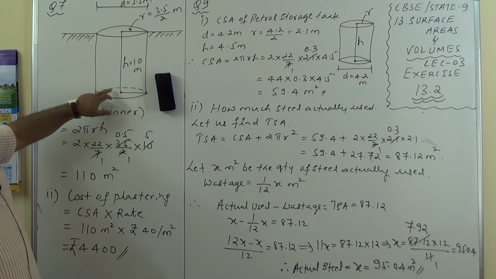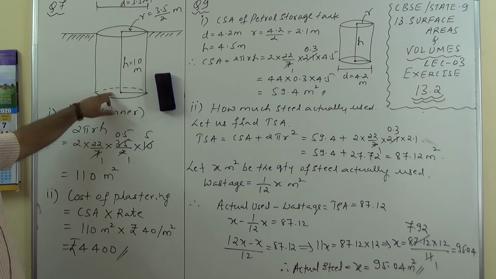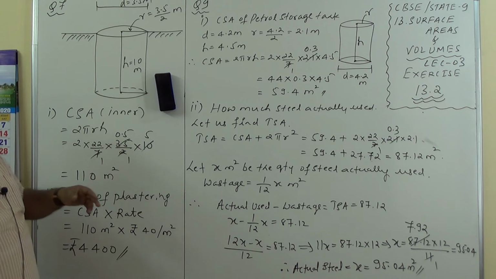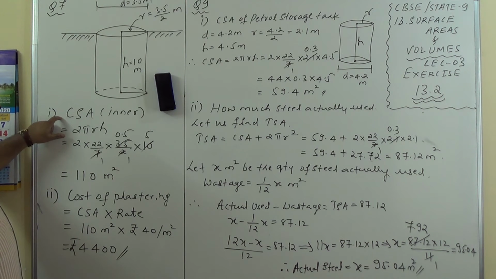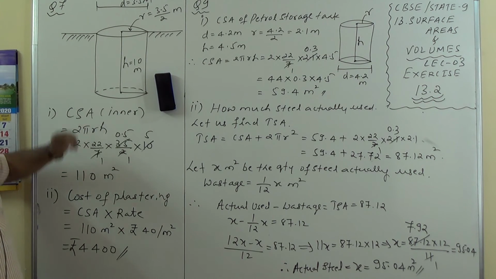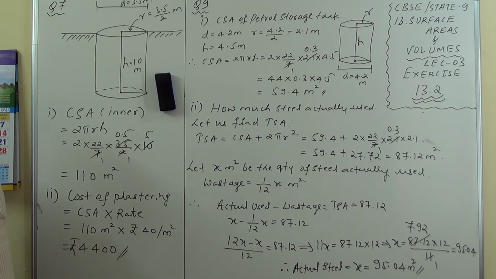See, here we are not taking the base area, okay, that is important. Only the plastering will be done on the four sides of a well, isn't it? And therefore the curved surface area is considered for the cost of plastering of the inside of the well. Okay, so make a note of this one.